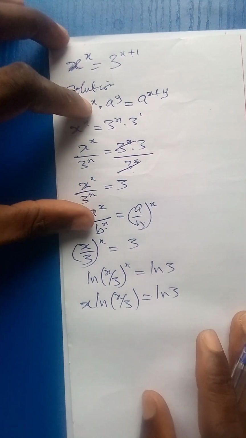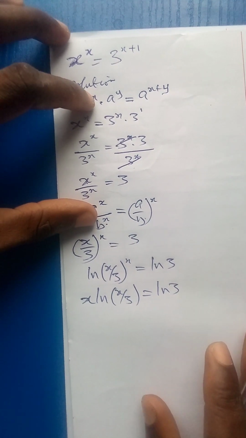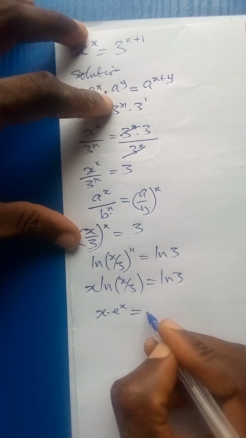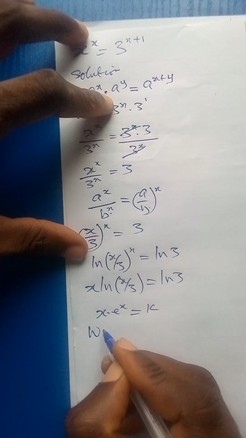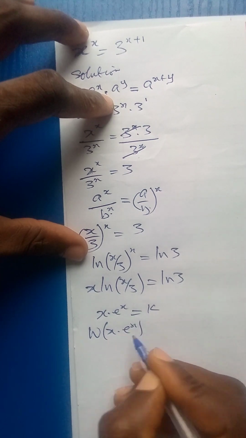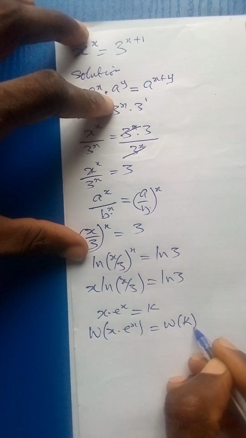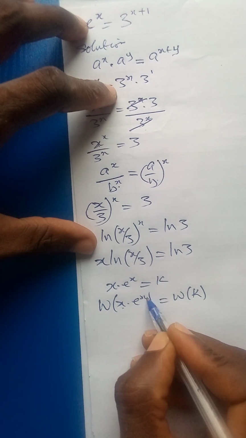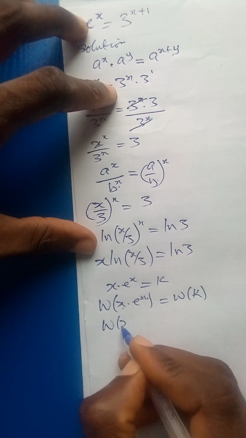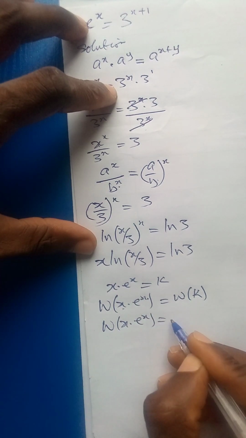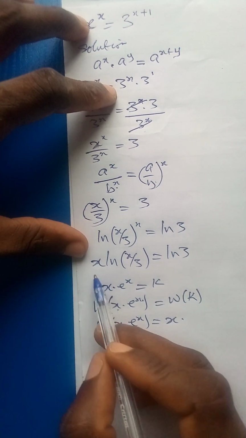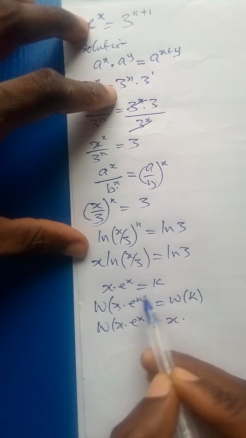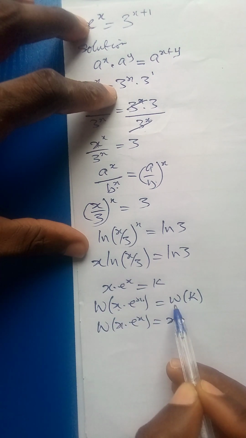Now what am I going to do next? I want to apply the Lambert W function. If I have x times e to power x is equal to a constant, then I can find the Lambert W of both sides. Now, since this base and the power are the same, W of x times e to power x is also x. So what am I going to do in order to make this to be of this form so I can take the Lambert W of both sides?